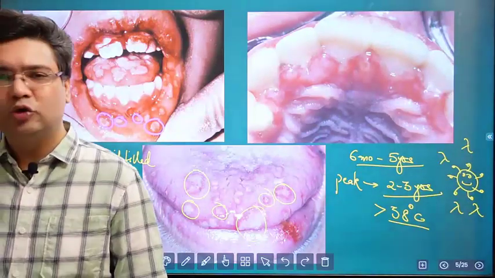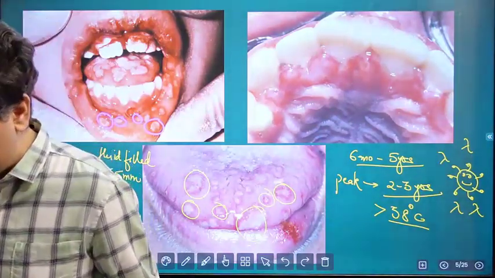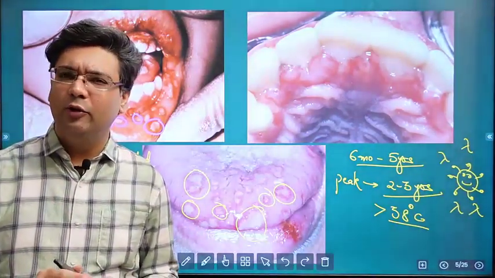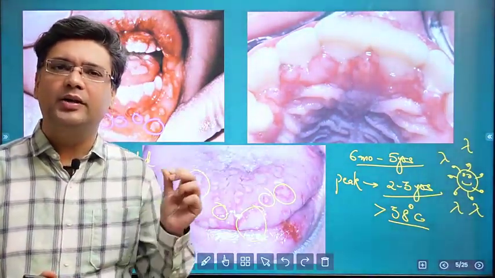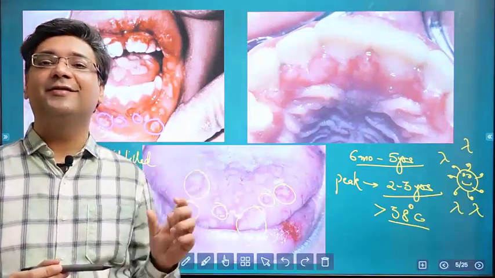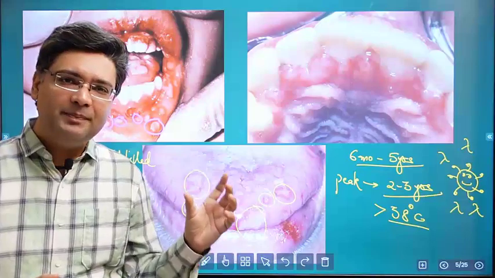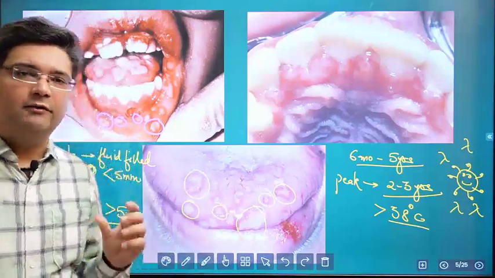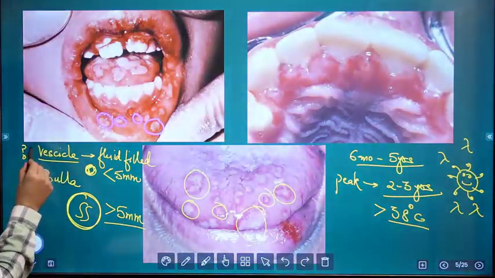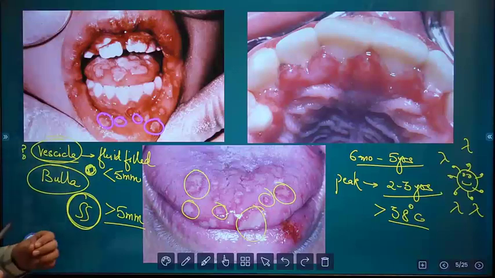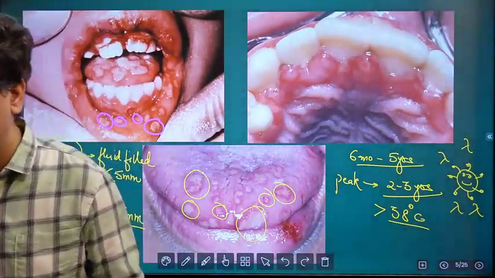Vesicle generally is a small blister in which there is intraepithelial fluid accumulating. Fluid is generally accumulating around the epithelial origin. I told you these viruses generally love the epithelial areas, so the epithelial areas become swollen and fluid filled. When they are smaller in size, they are called vesicles, and when they are larger in size, they are called bulla.